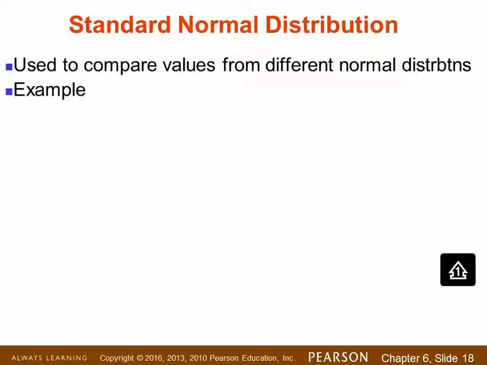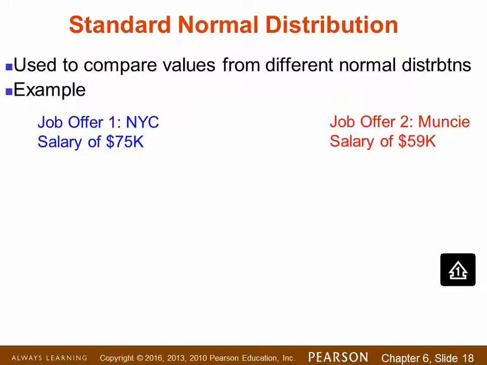One of the nice things about the normal distribution is it lets us compare two things that are not the same on the surface. Let me give you a really simple example. Suppose when you graduate, you have two different job offers. You get a job offer in New York City for $75,000, and you get a job offer in Muncie for $59,000. Now, putting aside food, culture, entertainment, all that stuff, thinking purely in terms of money, what's the better place to live? Muncie. Probably. Why? Because you get more for your money. Everything's more expensive in New York.